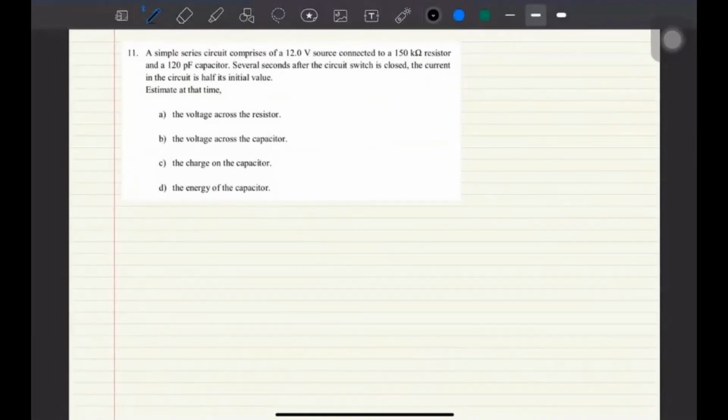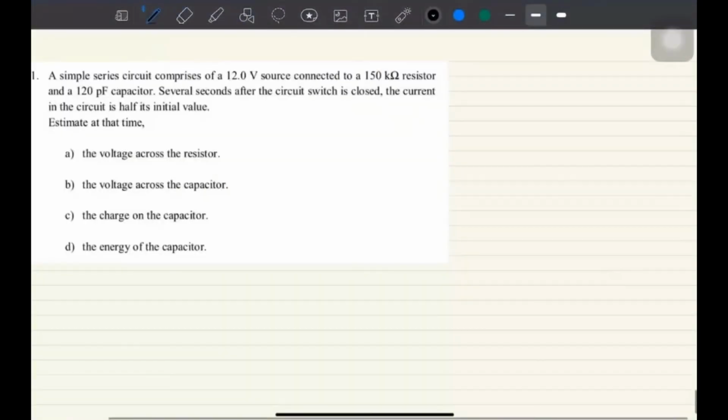Okay, this question is in your tutorial book. It says that a simple series circuit comprises of a 12-volt source connected to a 150 kilo ohm resistor and a 120 picofarad capacitor. Several seconds of the circuit switch is closed. The current in the circuit is half its initial value.